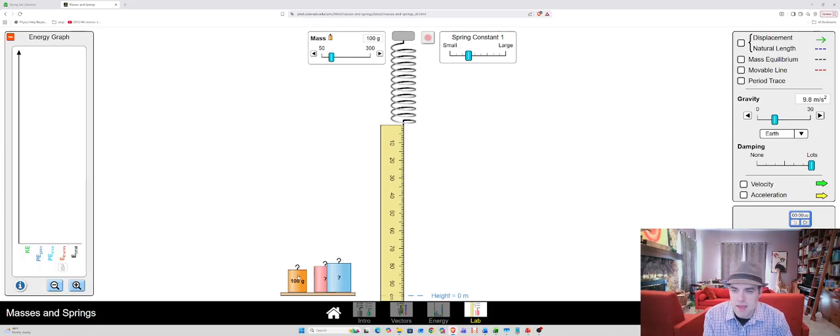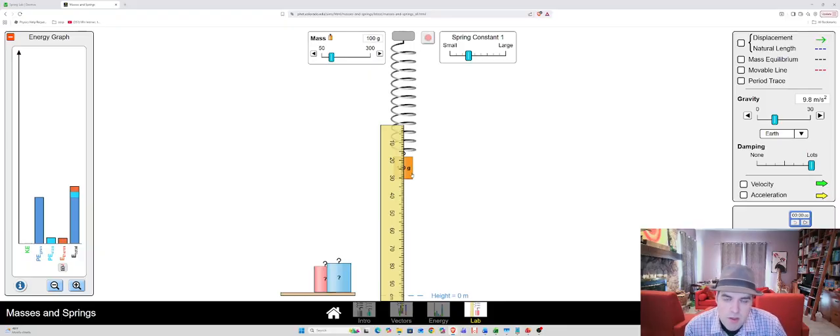We're going to pick up this mass and we're going to hang it right there from the top, wait a little bit till it comes to its equilibrium position. And now we can measure from its unstretched length to the new equilibrium position. And it looks to be right about 16 centimeters or so.